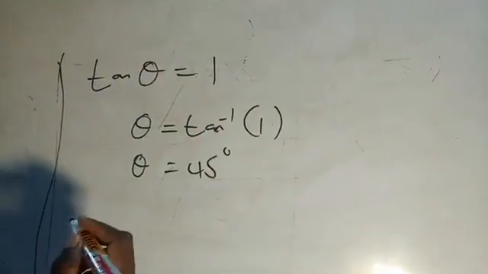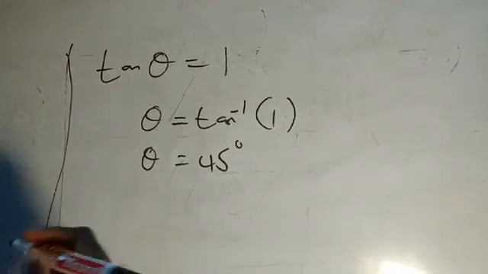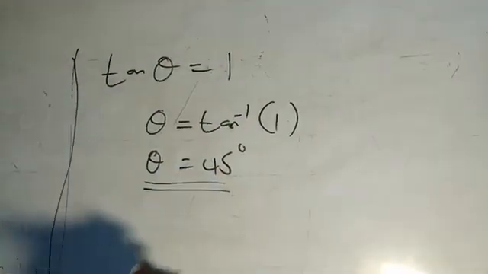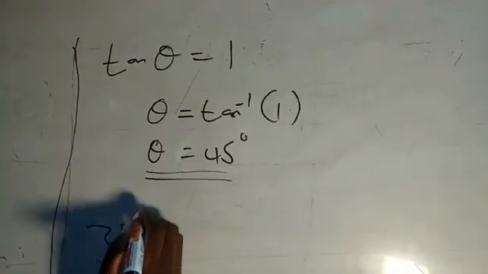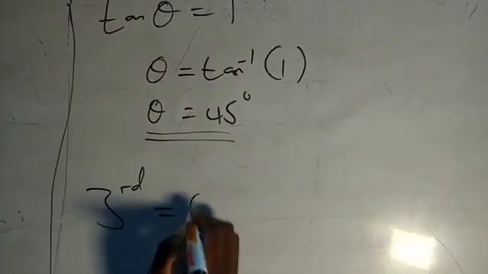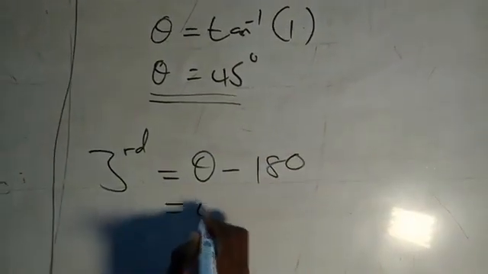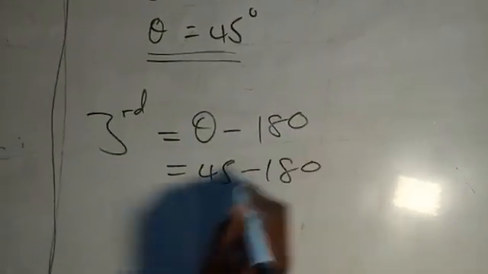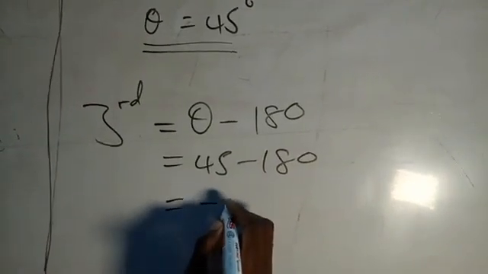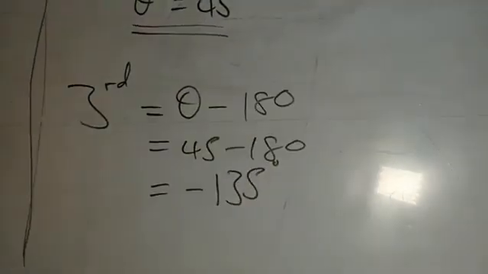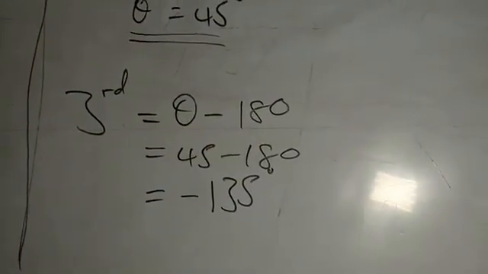Since tan theta is only positive in the first and third quadrants, this is the first quadrant, and the third quadrant is theta minus 180, becoming 45 minus 180, which is a negative 135 degrees. It is impossible to have a negative angle, so it means theta is 45 degrees in the first quadrant.